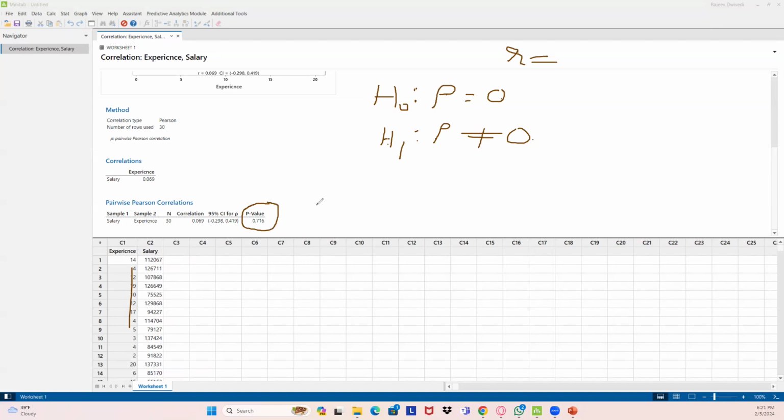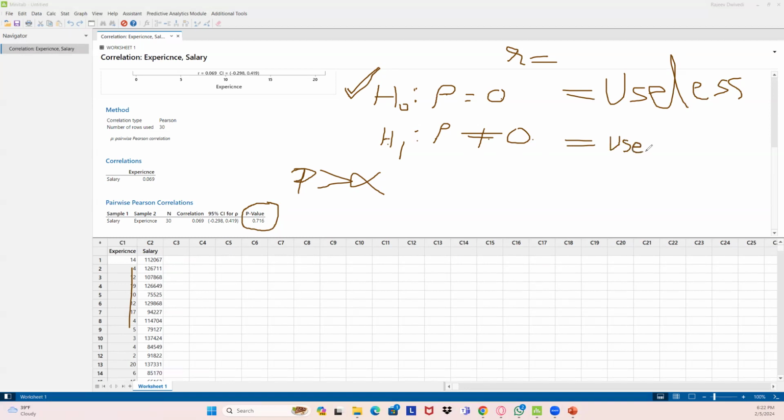What do we say when the p value is greater than the alpha value of 5%? What is your conclusion? When the p value is greater than alpha, we accept the null hypothesis. So in simple words, we can say this is useless, when the entire population correlation is 0. But when it is not 0, this is useful because there is some relationship.